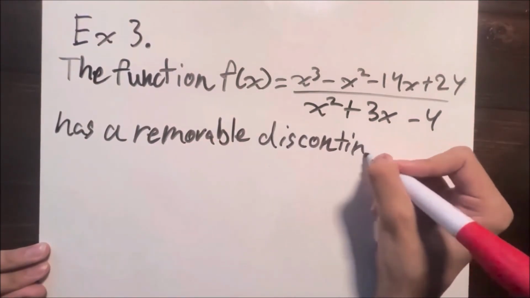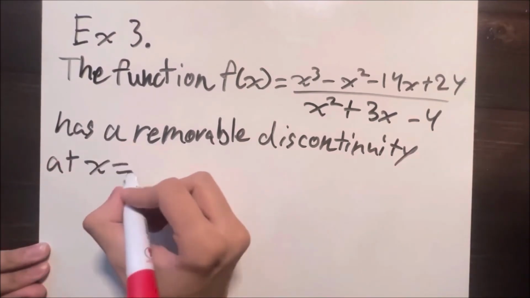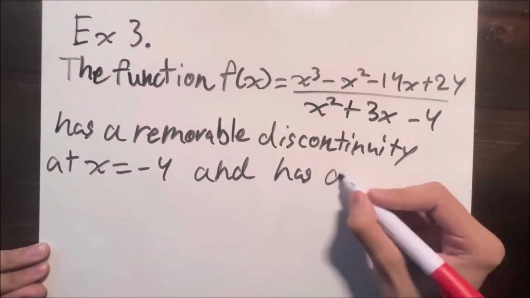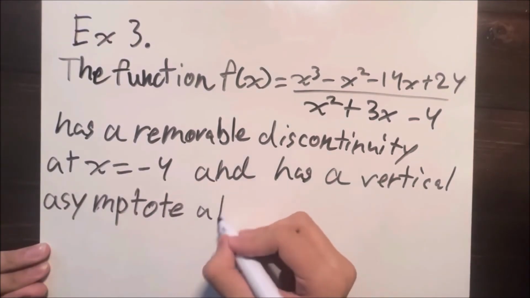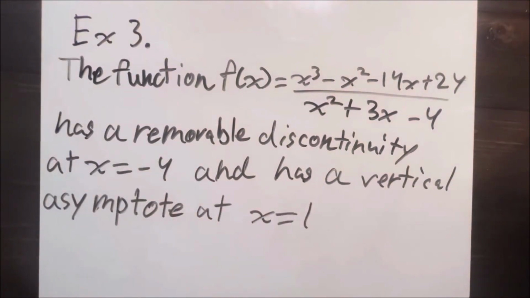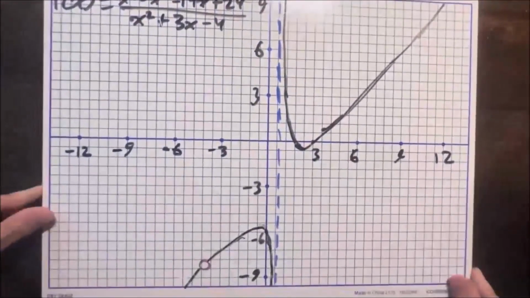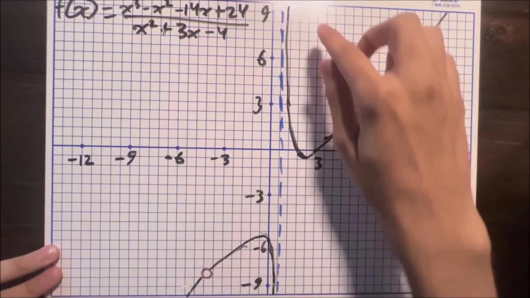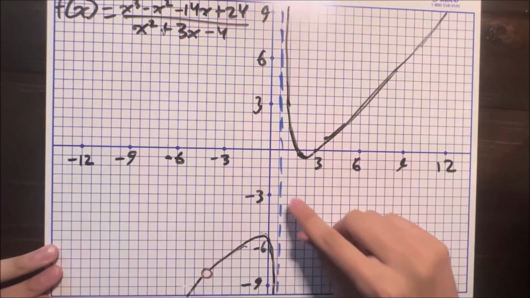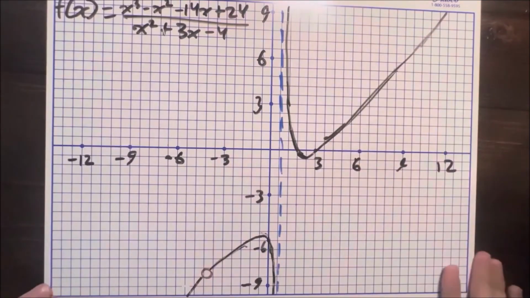Therefore, the function has a removable discontinuity at x equals -4 and a vertical asymptote at x equals 1. If we were to graph this function, we'd notice a removable discontinuity at x equals -4, where the function is undefined, and a vertical asymptote at x equals 1, where a dotted vertical line exists.